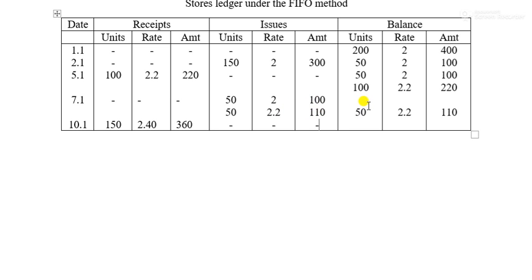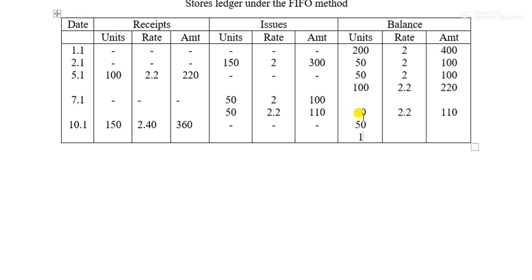Now for the balance we have 50 units from this stock, and freshly purchased we have 150 units, right? You just have to record it as we purchase it, we record it in the balance. That's it. 2.2, 2.2, and this one is 2.4. So this one is 110 again and this one is 360.